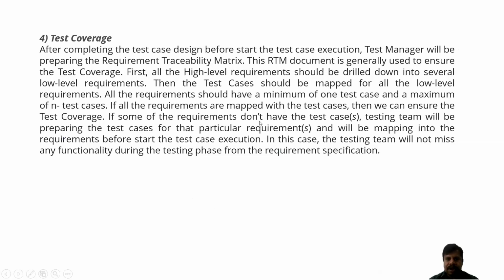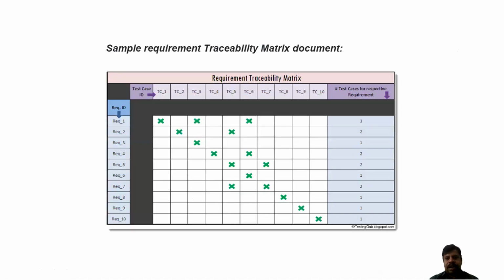If some of the requirements don't have test cases, the testing team will prepare the test cases for those requirements and map them to the requirements before starting the test case execution. In the test coverage case, the testing team will not miss any functionality from the requirement specification during the testing phase. The requirement traceability matrix, RTM, can be prepared like that. There are some requirements, and according to that, the test case IDs also will be mapped.